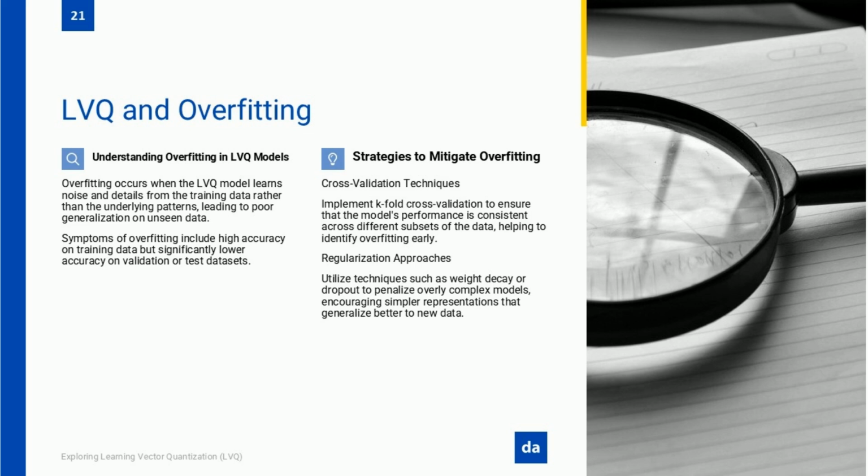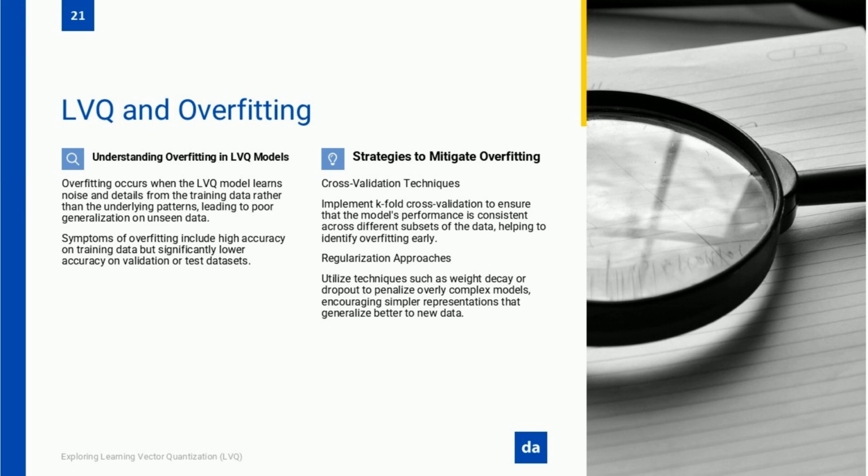The first and most effective approach is cross-validation. Instead of training on just one set of data, we split the data set into multiple parts and rotate them through training and testing. This ensures LVQ isn't just memorizing one dataset, but is actually learning patterns that generalize across different samples.